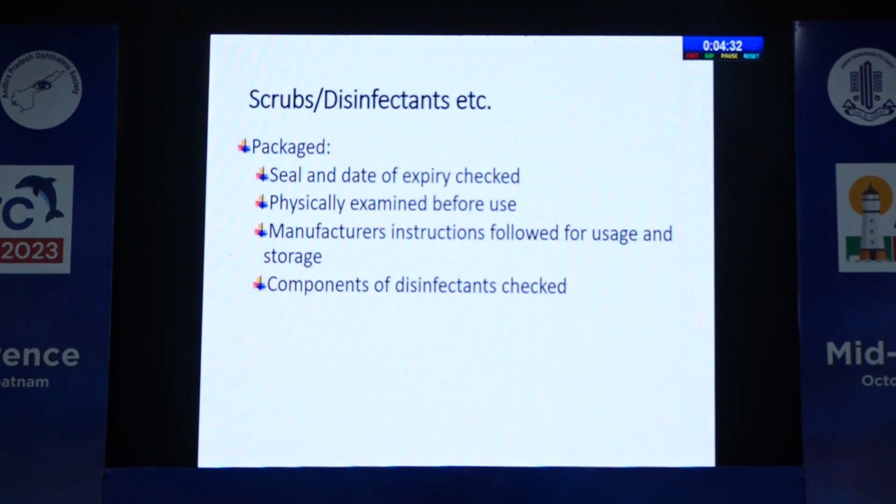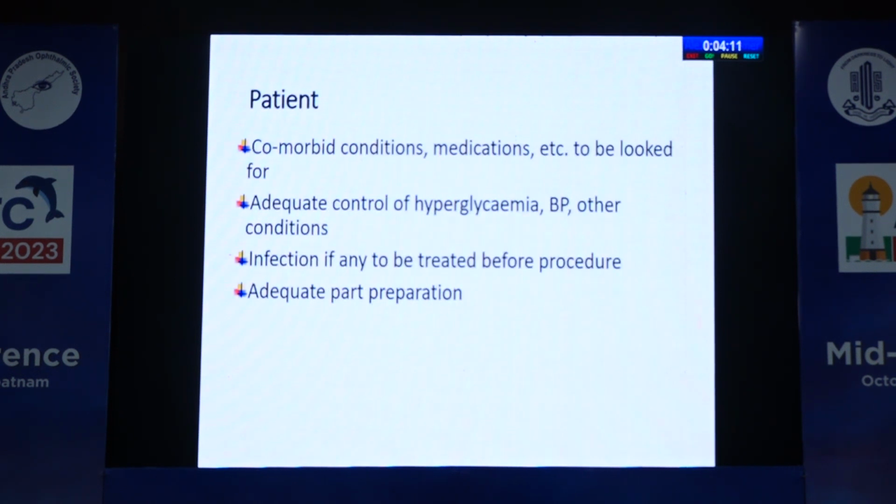The scrubs and disinfectants also come as packaged consumables. So all the three things, checking the seal and date of expiry, physical examination and following manufacturer's instructions, stand for them as well. Also, the components and the percentages of different components of disinfectants should be checked before releasing them for patient care. In patients, the comorbid conditions and the medications, etc., should be properly looked for, and adequate control of the comorbidities as well as stoppage of medications, if indicated, should be done.